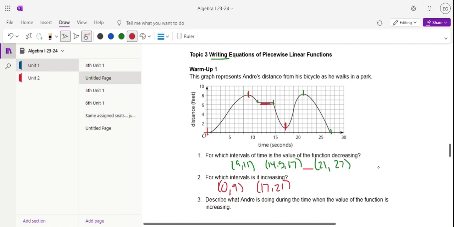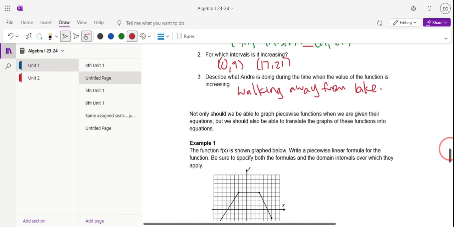So describe what Andre is doing during the time the value of the function is increasing. So as that function is increasing, so the distance in feet is going up, that just means that he's walking away from his bicycle. So that's what we know is happening then.